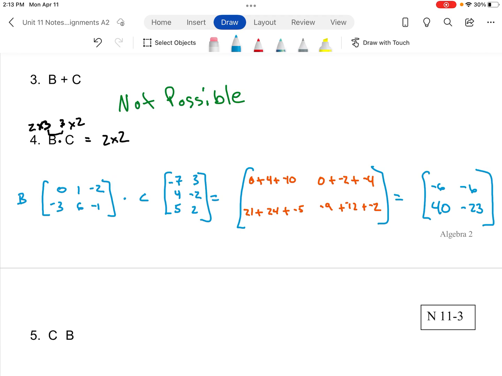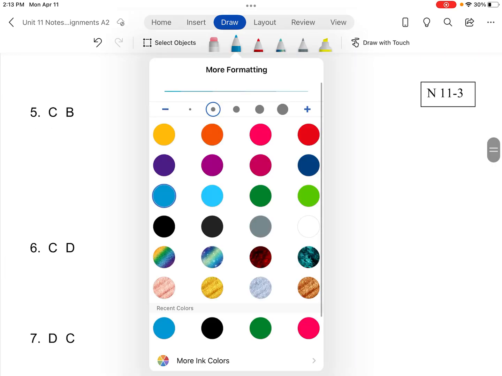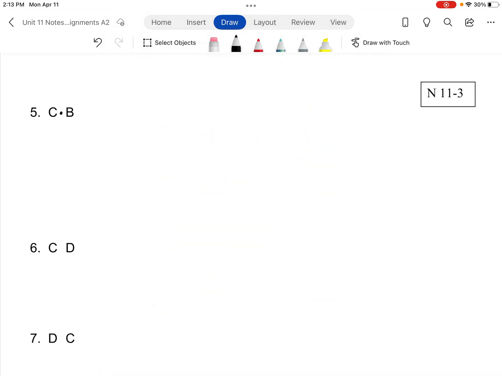Okay, all right, let's look at number 5. Number 5 says C times D. Well, C is a 3 by 2 matrix, and B, I said D and B, B is a 2 by 3 matrix. So the middle numbers do match, and we can multiply them, and it will result in a fun 3 by 3 matrix. All right, so first thing I'm going to do is write down my matrices, C and B.